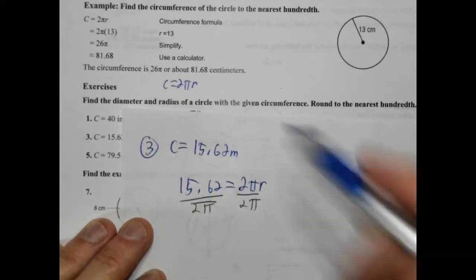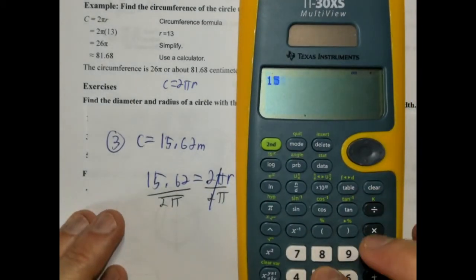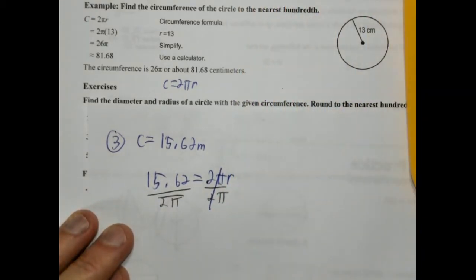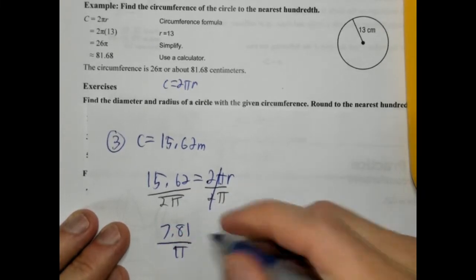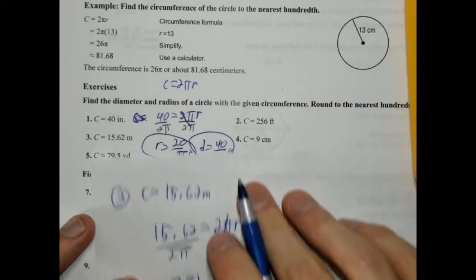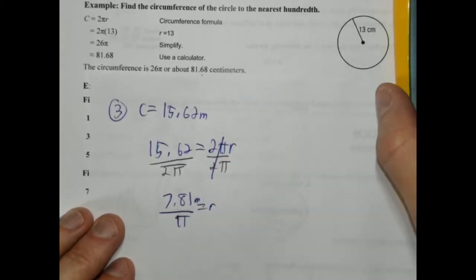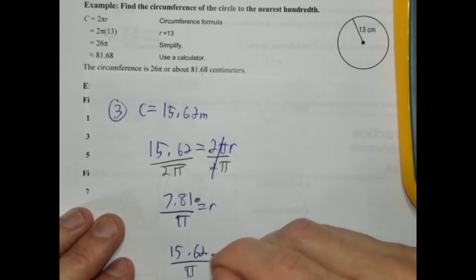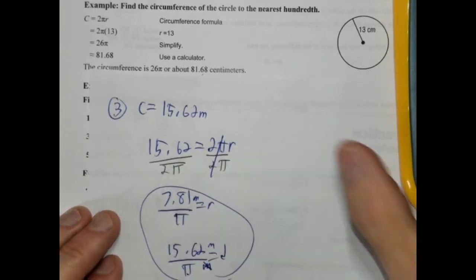All right, we're going to cancel that out. Let's be lazy and use our calculator for this part. So we're going to say 15 and 62 hundredths divided by 2. And that's 7 and 81 hundredths. So 7 and 81 hundredths over pi, and that would be the radius. And that's going to be in meters. And double that is just going to be 15 and 62 hundredths over pi equals the diameter, in meters. So that'd be number 3.